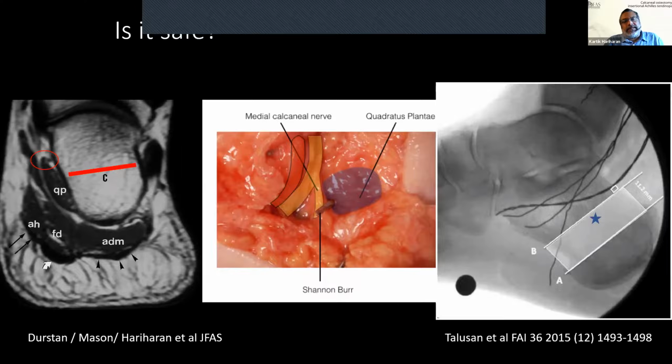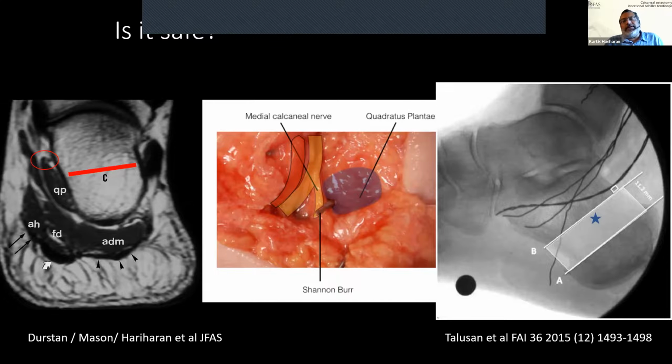Studies done in my unit some time ago and published in the Journal of Foot and Ankle Surgery confirmed that the neurovascular bundle lies well tucked in underneath the quadratus plantae on the medial side. So the medial structures are really not at risk at all, perhaps the only exception being the medial calcaneal nerve, which may come into contact with the Shannon burr, but because it's a low speed, high torque burr, soft tissue will almost immediately stop the burr, lessening the risk of damage.